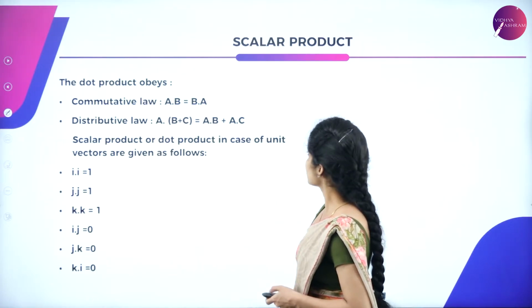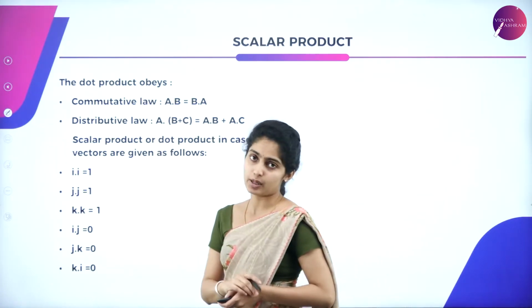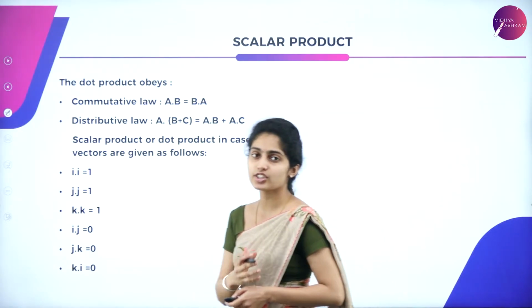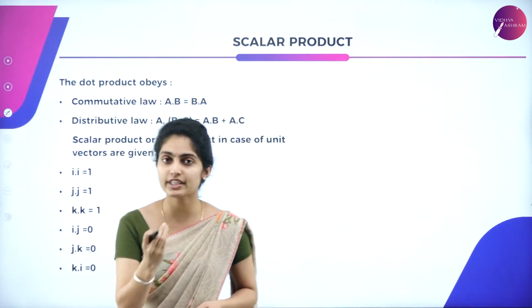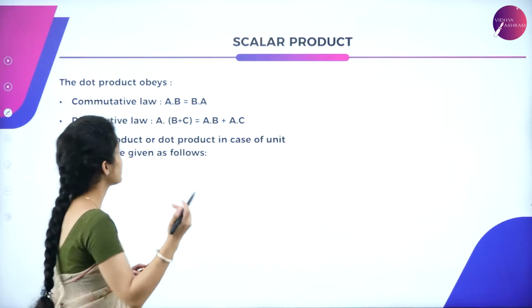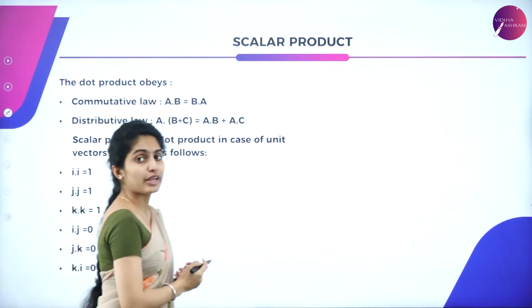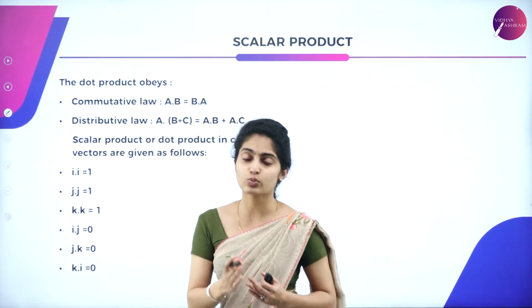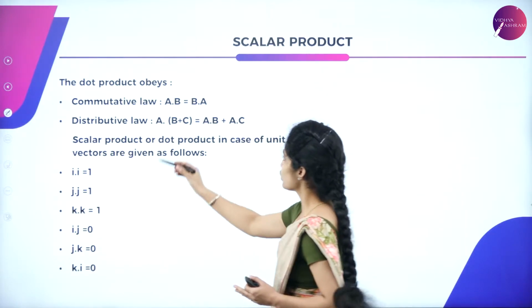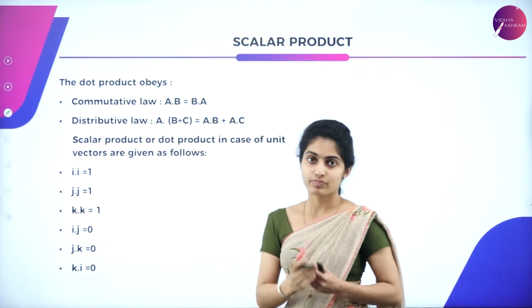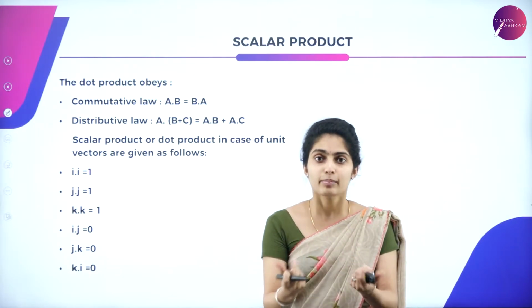Okay, so next we are going to the same scalar product. We are just giving its condition, what it obeys, how it is applied for the unit vectors. So dot product obeys commutative law as well as distributive law. So what is this commutative law?